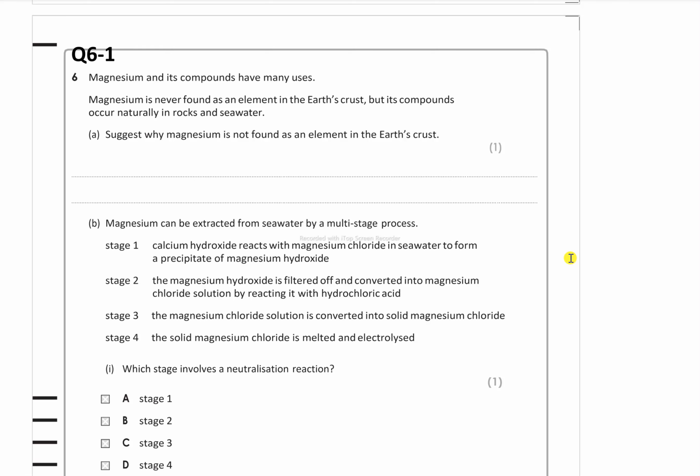Right, we're carrying on with equilibrium. Suggest why magnesium is not found as an element, but as a compound. And this means that it's going to be a very reactive element. That's it, simple as that.